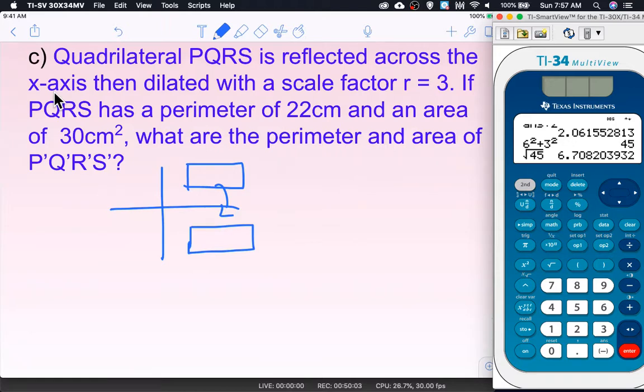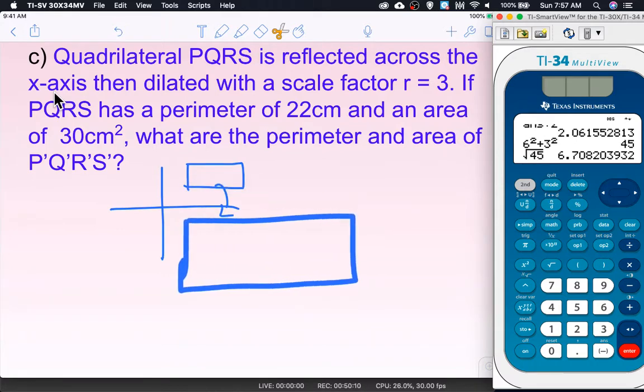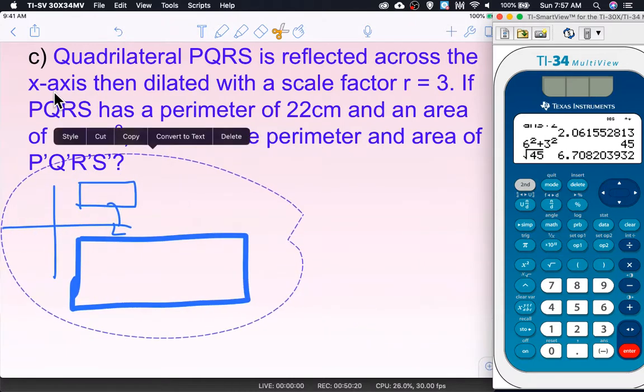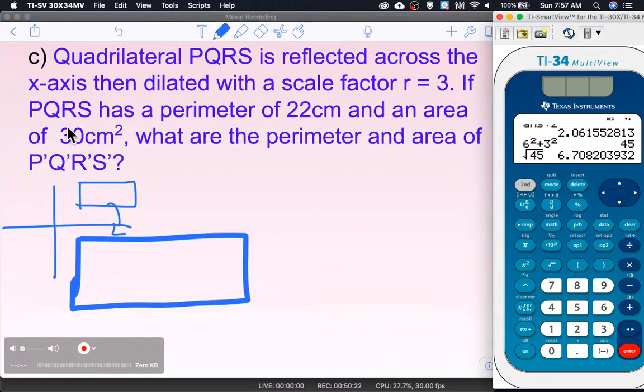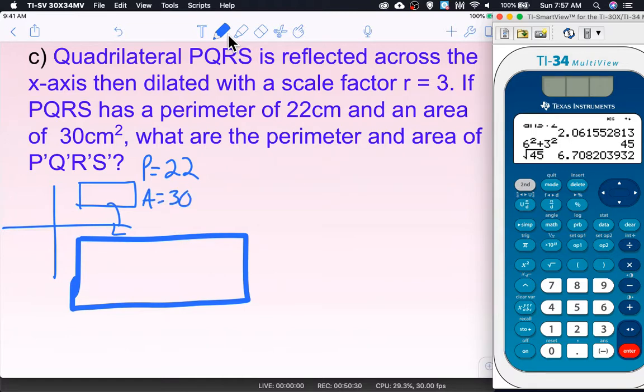So it's going to become 3 times as big. So that's twice as big. There, we'll call that 3 times as big. It doesn't say where the center of the dilation is, but honestly, we don't really need it. I'm just getting myself a sketch so I know what's going on. If PQRS, the original, has a perimeter of 22 and an area of 30, what are the perimeter and area of the new one?